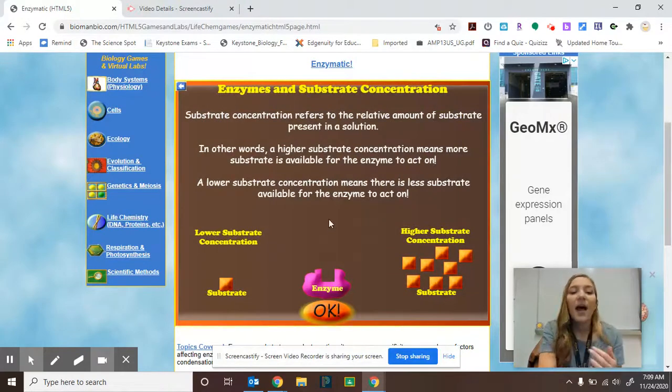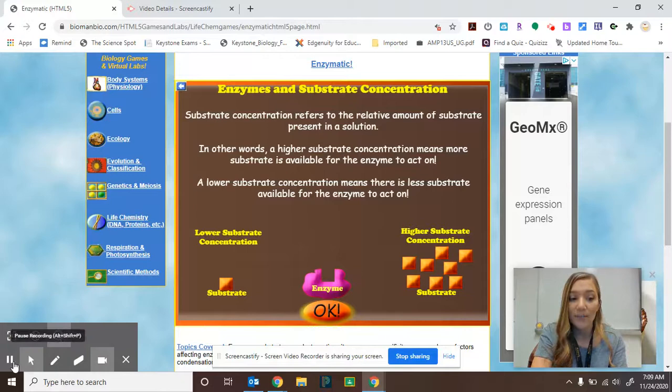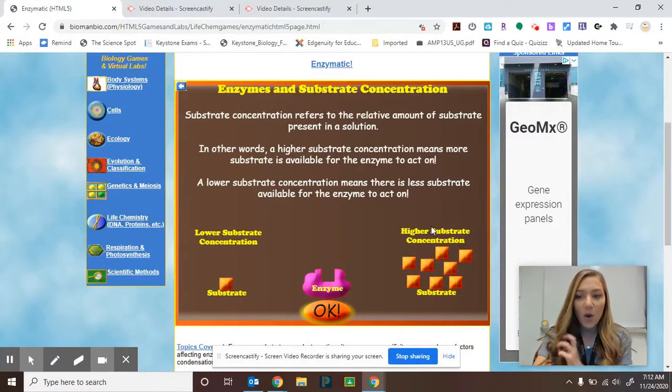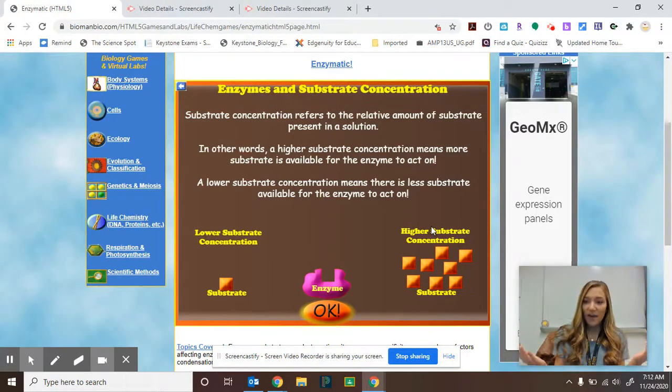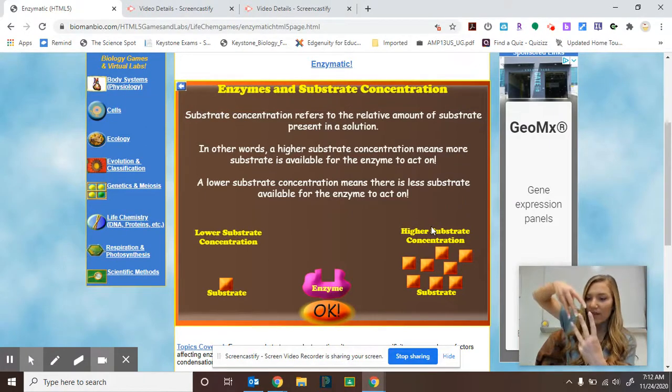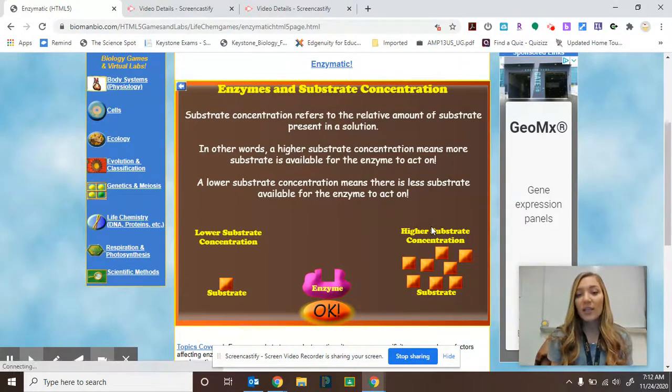Okay, how about, lastly, let's look at how substrate concentration is going to affect our enzyme rate of reaction. All right, so our last factor, substrate concentration. Remember, substrate is the molecule that fits perfectly with my enzyme, whatever shape that might be. So we're looking at how much substrate is going to affect the rate of the reaction.